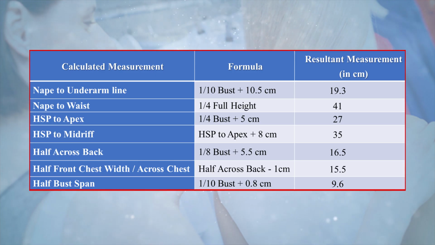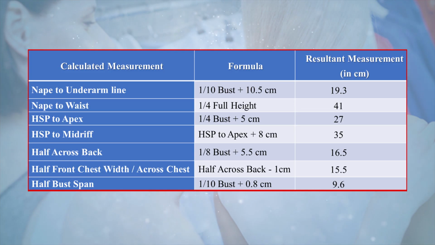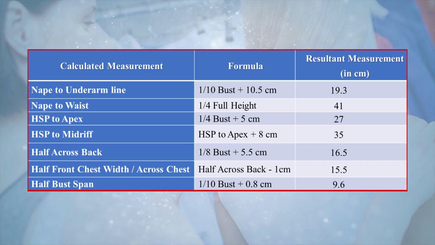We calculate the high shoulder point to midriff, and in the same way half across back, half front chest width, and half of the bust span. This is how, by using set standard formulas, we calculate the resultant measurements which we will use while creating a pattern.